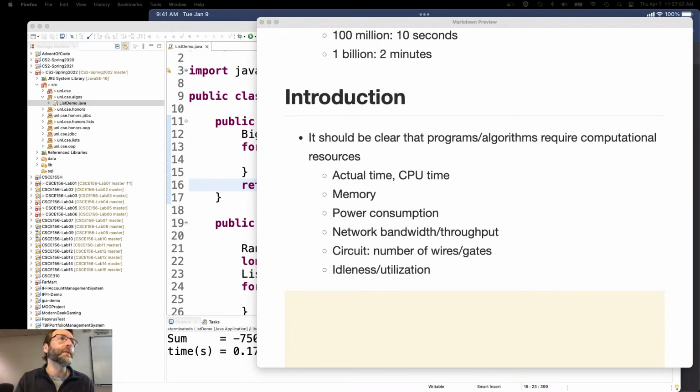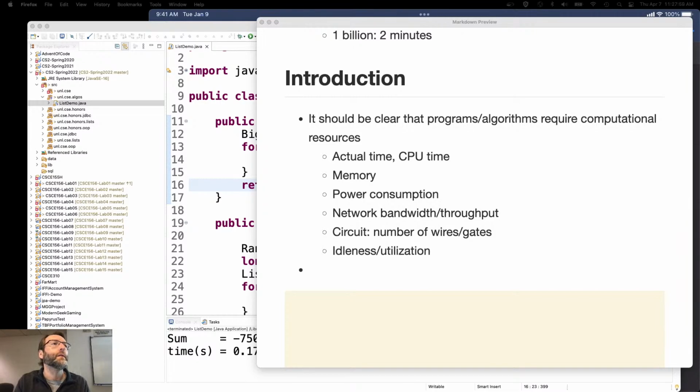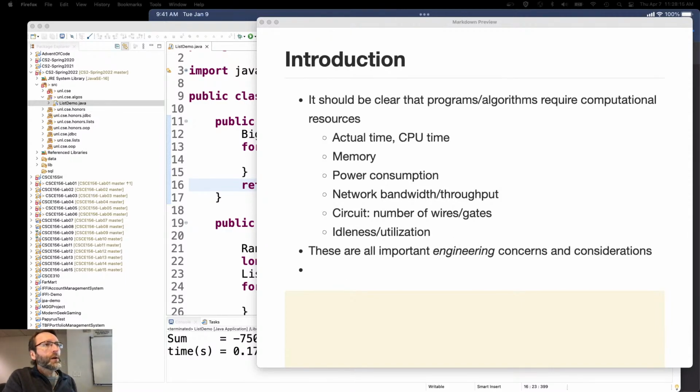Are all of these things important? Yeah, these are all important engineering concerns and considerations. But if we are looking for a universal abstract framework from which to analyze algorithms, do these things matter? Probably not, right?